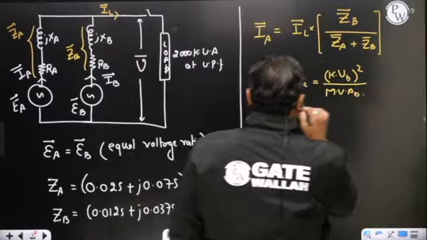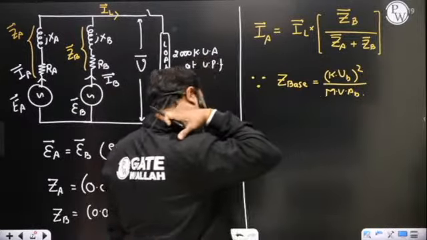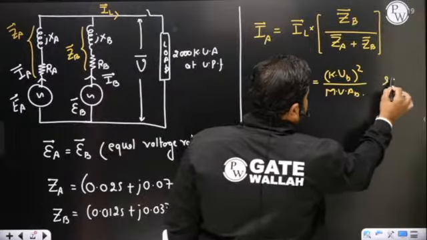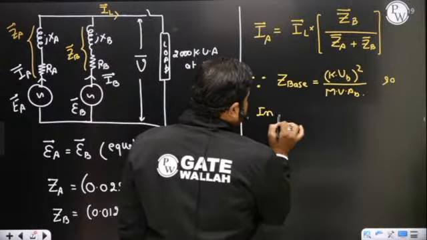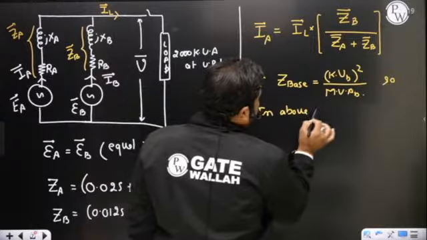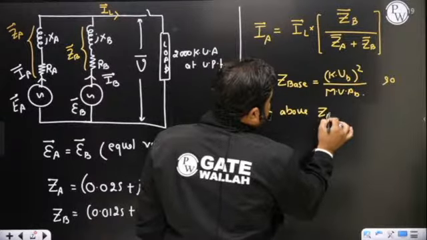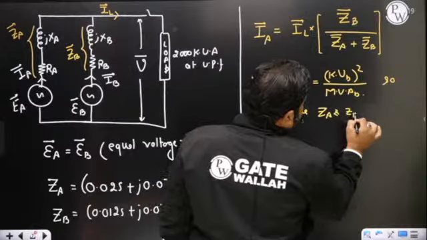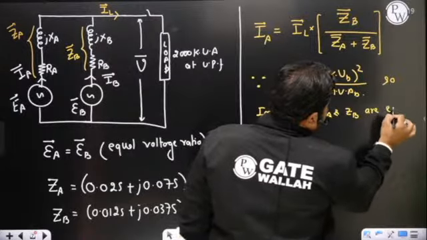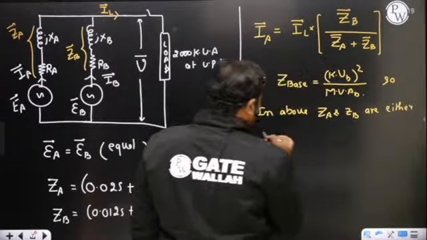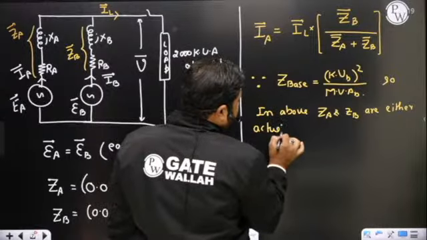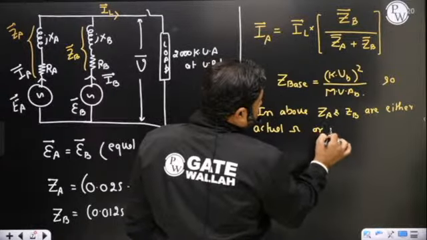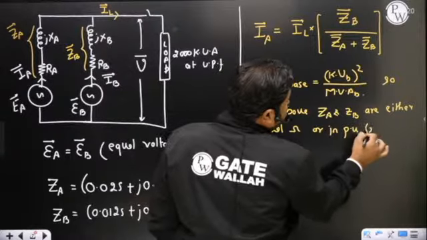So in the above, ZA and ZB are either in actual ohms or in per unit on a common base.